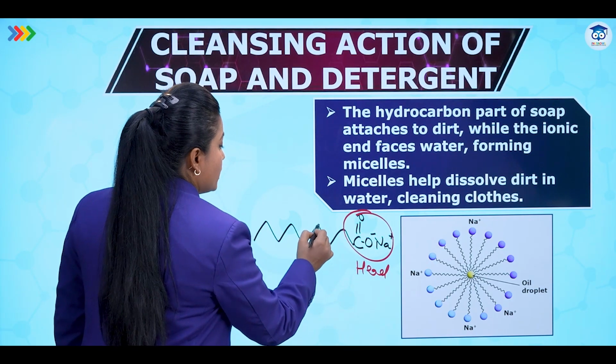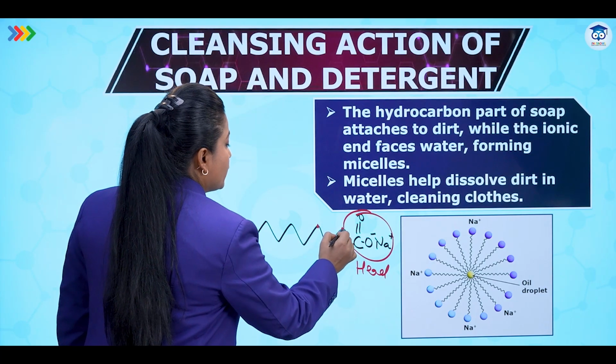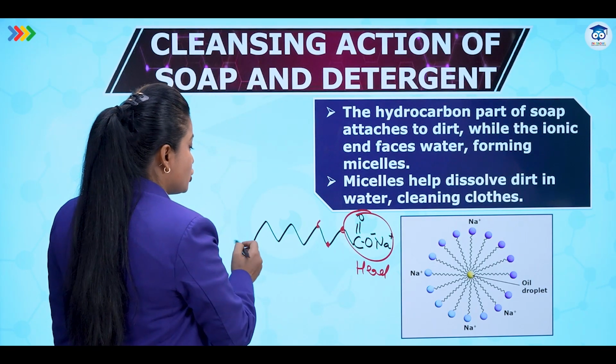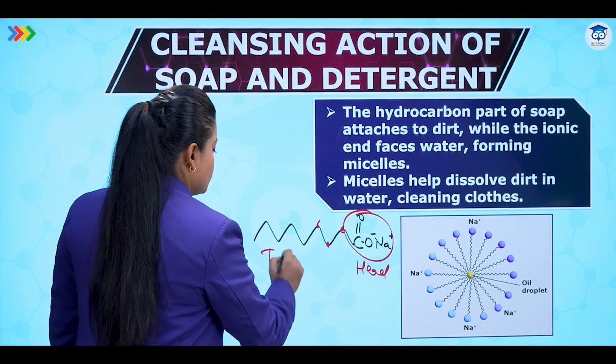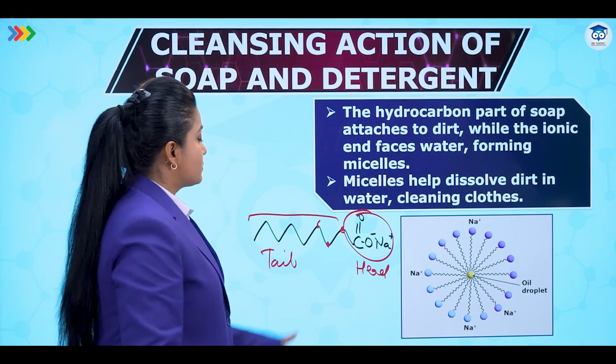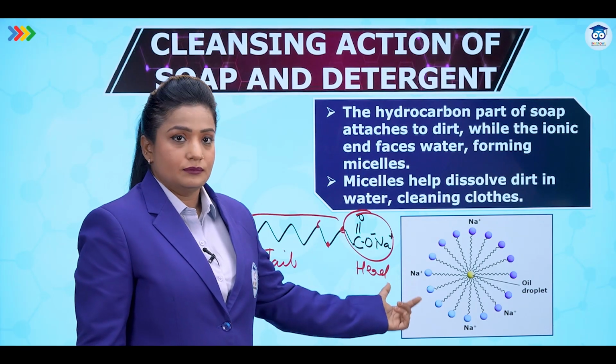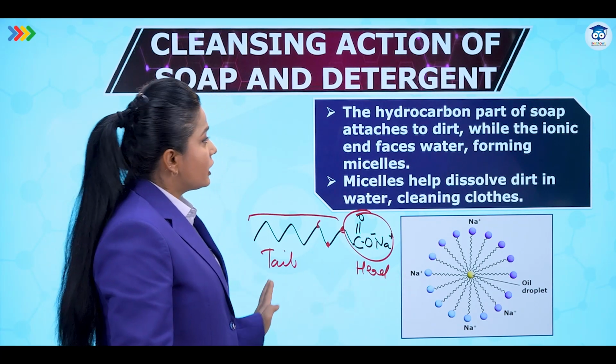And in this chain, each point, each edge that you see, is a carbon. This long chain is called the tail. It is made up of carbon atoms. This part has ions, so we call it the head. Now, one thing we are clear with is head and tail.